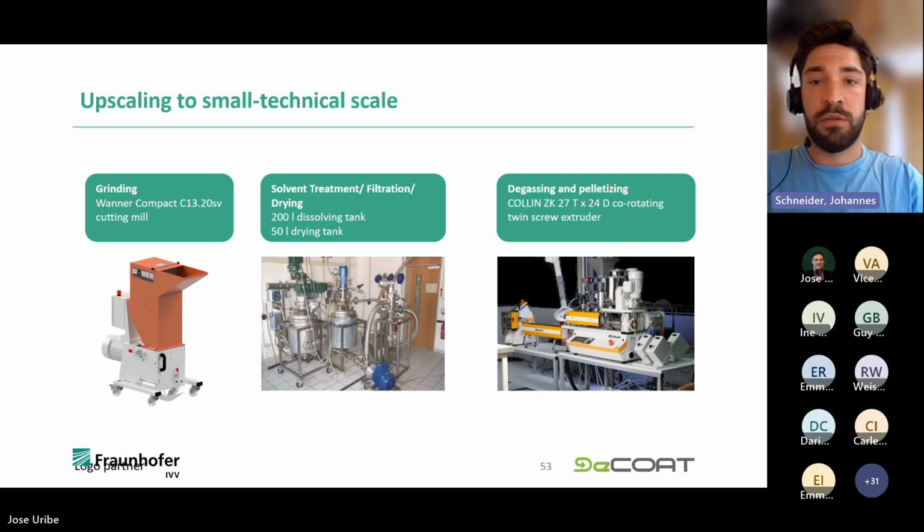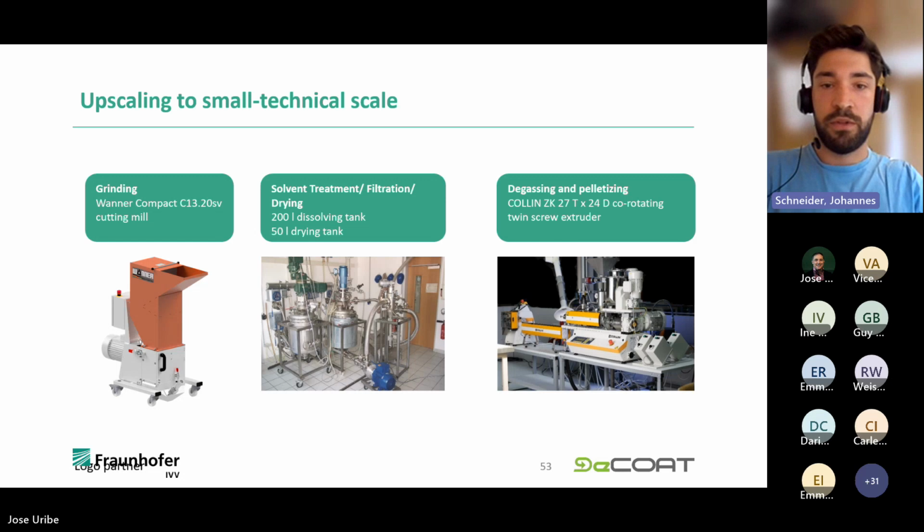So here we used a grinding mill to cut the material. Then we used different dissolving tanks and drying tanks to perform the solvent treatment and drying of the material. And in the last step, our degassing extruder to get rid of the last bit of remaining solvent and produce a granulate that then can be easily processed into any application for the material.